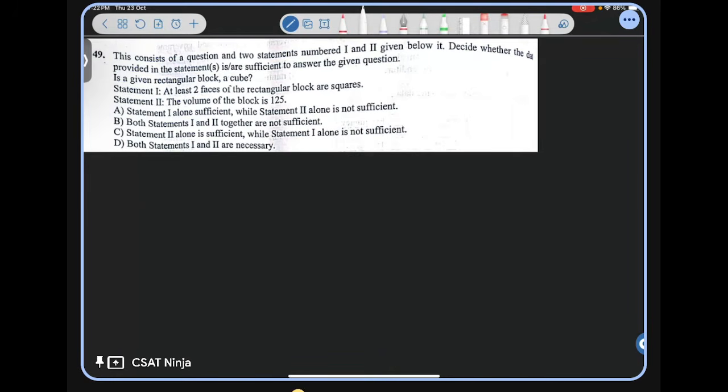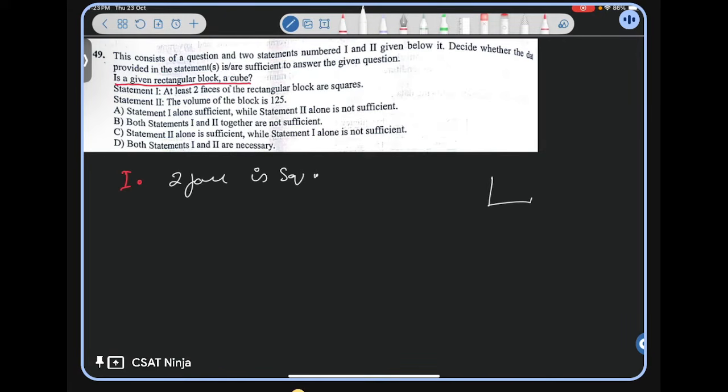First thing first, we need to find what is asked. What is asked here? Is a given rectangular block a cube? That means we are asked to find whether the given block is a cube or not. Okay, that is asked. So statement number one, let me just write statement number one. Statement number one says, at least two faces of the rectangular block are square.